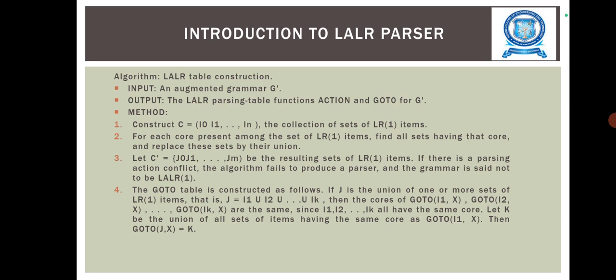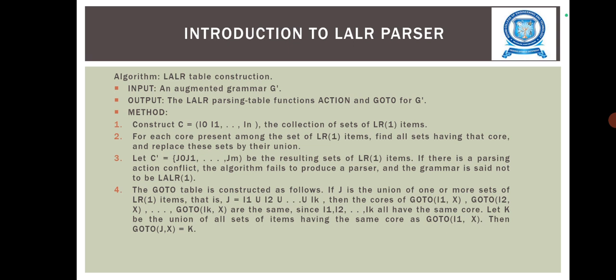Introduction to LALR parser algorithm, LALR table construction. Input: an augmented grammar G'. Output: the LALR parsing table functions, action and goto for G'. Method: construct C = {I0, I1, ..., In}, the collection of sets of LR(1) items. For each core present among the set of LR(1) items, find all sets having that core and replace the sets by their union. Let C' = {J0, J1, ..., Jn} be the resulting sets of LR(1) items. If there is a parsing action conflict, the algorithm fails to produce a parser. Then the grammar is said not to be LALR(1).